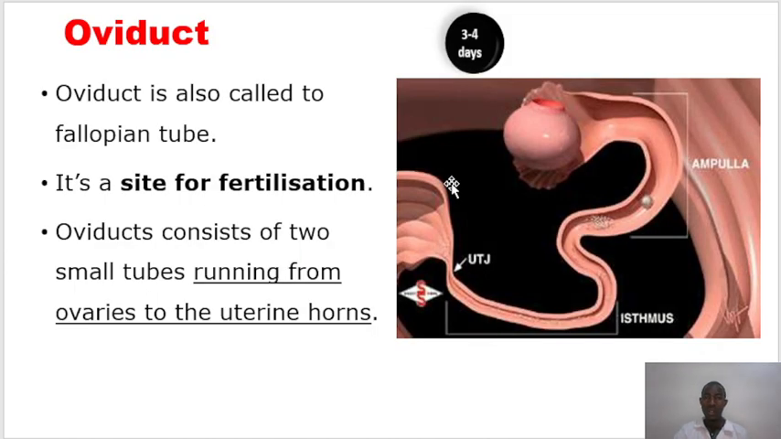The other organ is the oviduct, and the oviduct is sometimes called the fallopian tube. This is where fertilization takes place. The oviduct is made up of the uterotubal junction, then the isthmus, then the ampulla. It takes 3 to 4 days for an egg to move from the ovary to the fallopian tube. Here it will pass through 3 to 4 days.